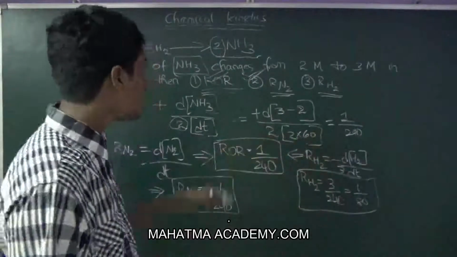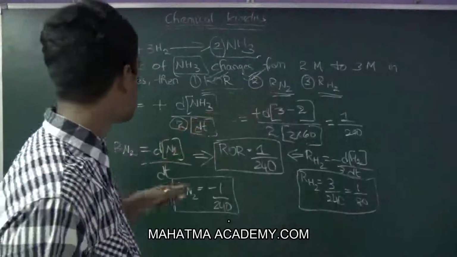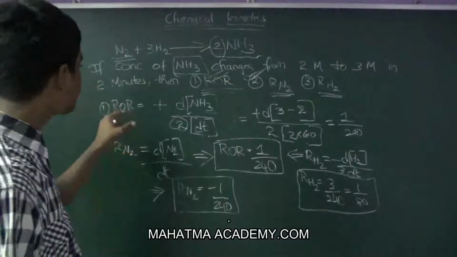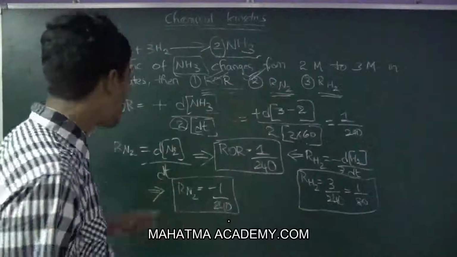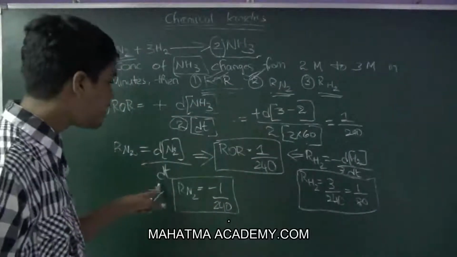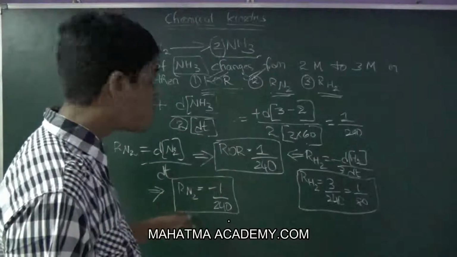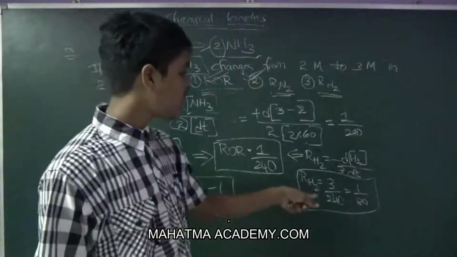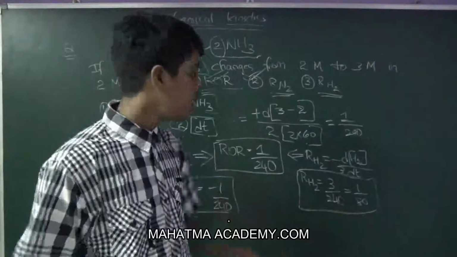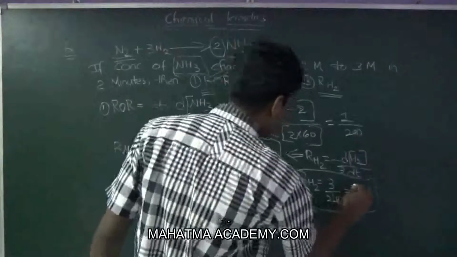Now for the rate of N2, it is negative, because it is on the reactant side. Now d N2 upon dt, the rate of N2 will become minus 1 upon 240. Now from this we can get that the rate of, it is negative, students, sorry.